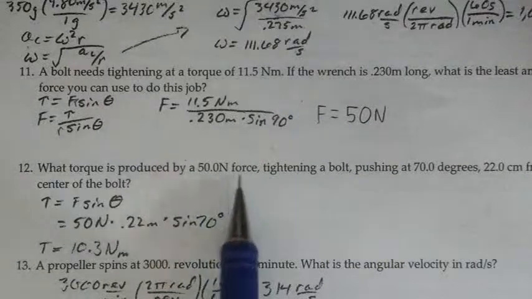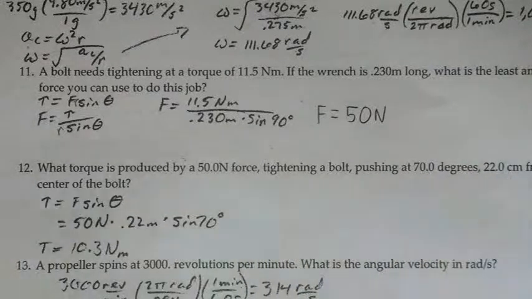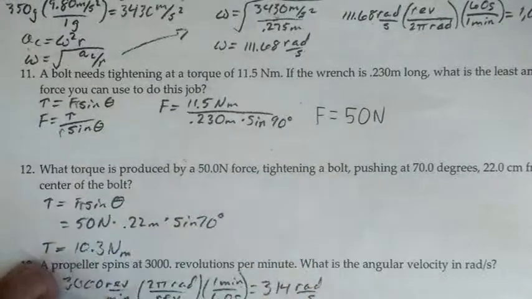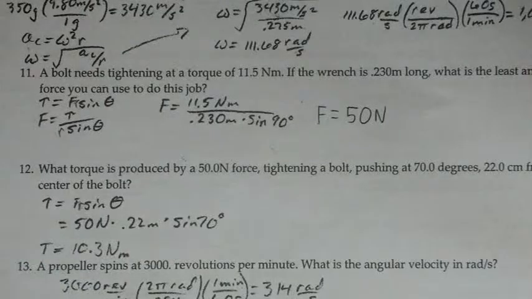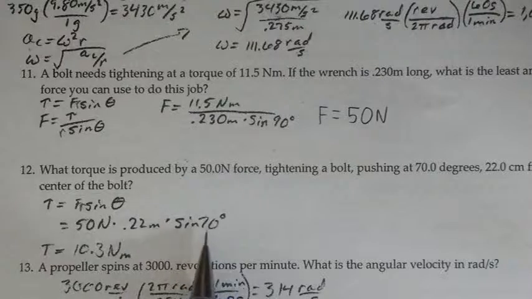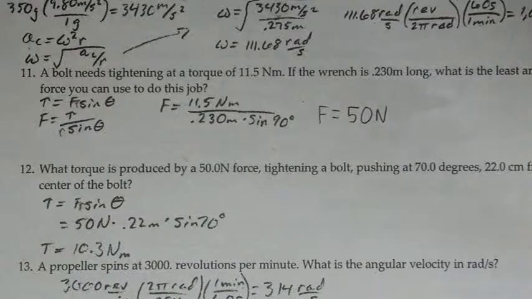In 12, they give you the force, the angle, and the radius from the center of the bolt, and they want you to calculate the torque. Please, again, add in an R here. And that is R there. And you just have force times radius times sine of 70. I suggest you start here because otherwise you end up with a bunch of parentheses. So sine of 70 degrees times this should give you a torque of 10.3 Newton meters.